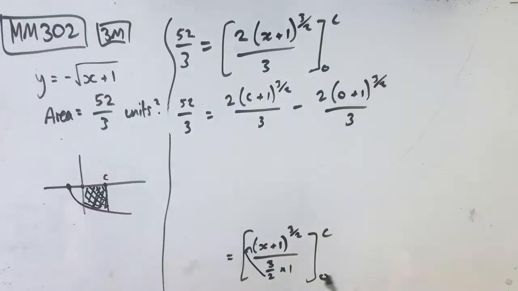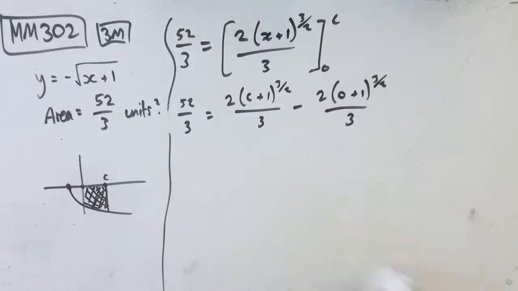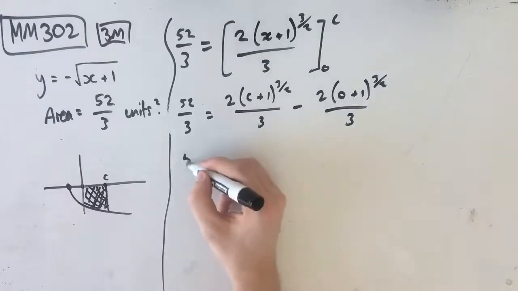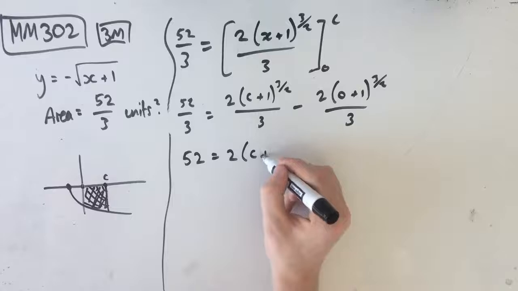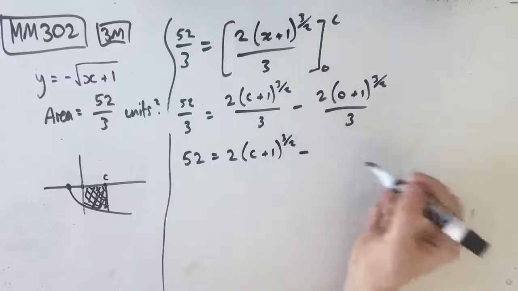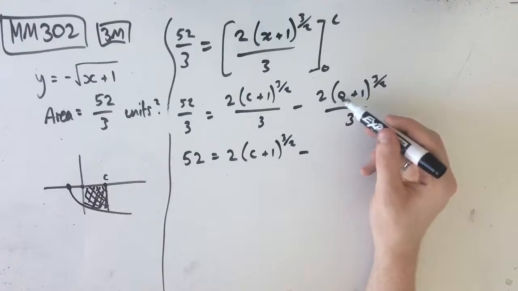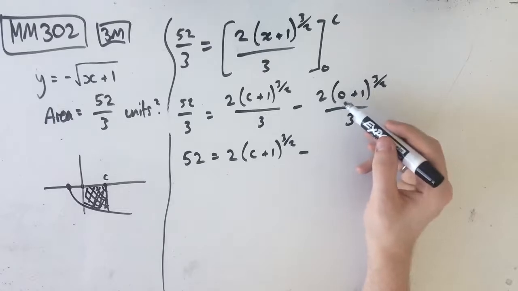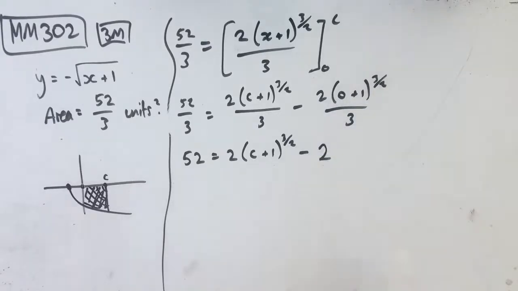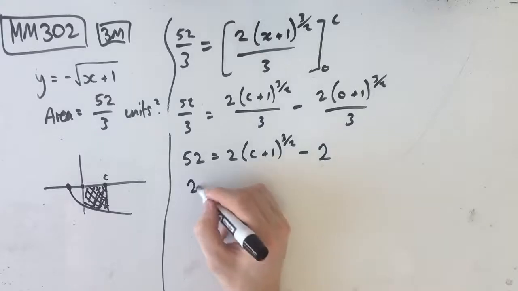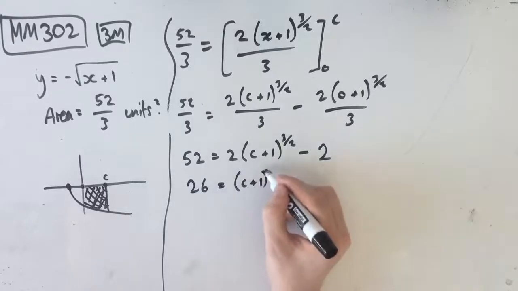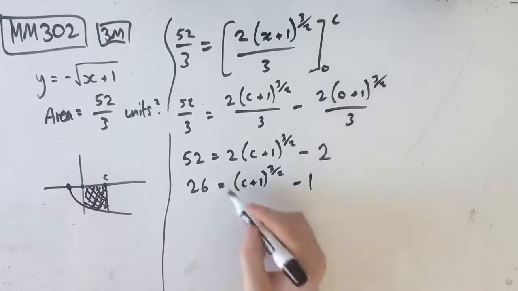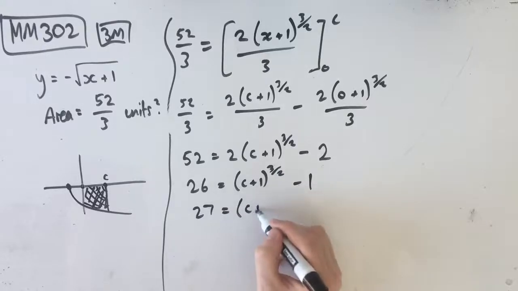Awesome. So I'm going to rub this out first. Firstly, I'm going to times both sides by 3. So I'm going to say that 52 is equal to 2 times c plus 1 to the 3 on 2, take away 0 plus 1 to the power of 3 on 2. So 0 plus 1 is 1. 1 to the power of 3 on 2 is just 1. 2 times 1 is 2, obviously. Take away 2. Now I'm going to divide both sides by 2, which means I get 26 equals c plus 1 to the power of 3 on 2. And remember, we don't have our calculator for this, so you're not going to be able to use that. Minus 1. Going to add 1 to both sides and get 27 equals c plus 1 to the power of 3 on 2.